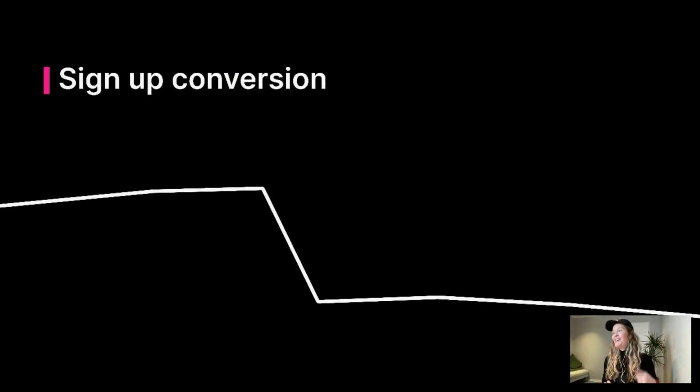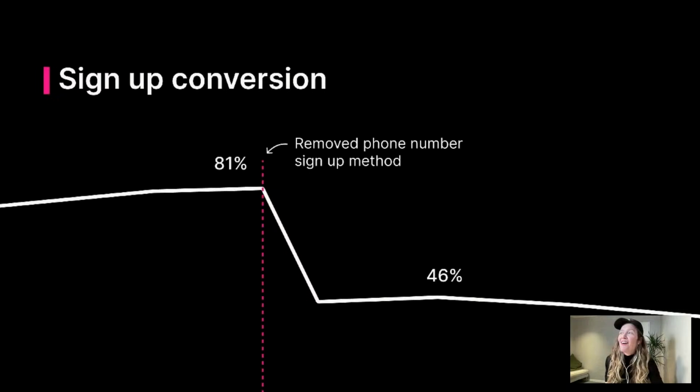And what happened was that our sign-up conversion funnel actually plummeted, from 81% of people that downloaded the app actually creating an account to 46% after we removed the phone number sign-up method. It took us a while to figure out that this was happening, because at the beginning you just see the data trickling in and you're like, well, this is weird, it's probably just some weird thing. So you collect data for a few days and then you see, well, it's really bad. And then you realize this.